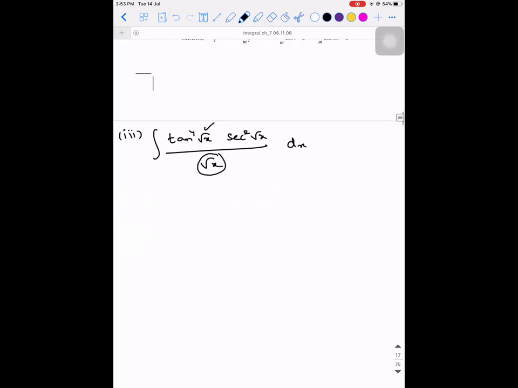Now what I'm trying to explain is, put root x is equal to t, which implies 1 by 2 root x into, you should always follow chain rule, into dx will be equal to dt. So dx divided by root x will be equal to 2 dt. 2 is there, no? Okay, 2 dt.